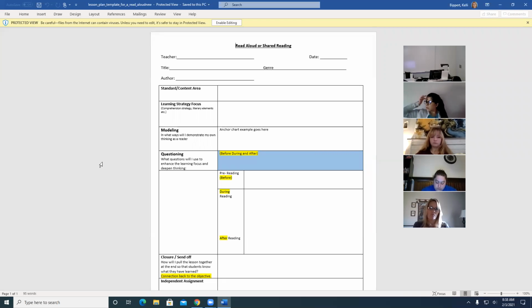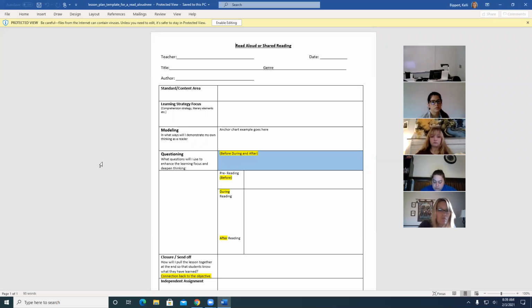Standard content area. What do you think I'm going to want to see there? The TEKS, yes, I need to see the TEKS right there on standard and content area. Learning strategy focus, write in words what you're doing. And we've got some examples of things you can think of focusing on, but let's not worry about that yet. What is your strategy with your read aloud lesson? What's your focus?